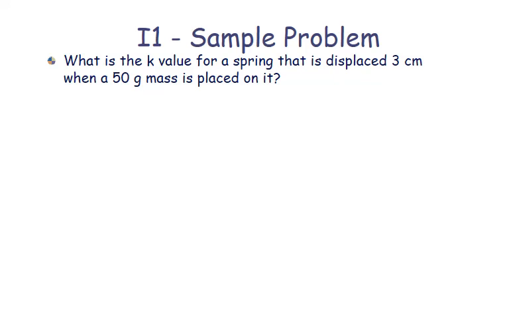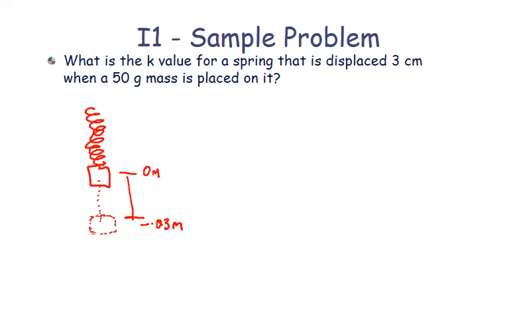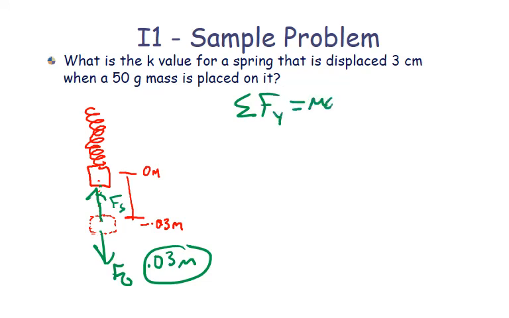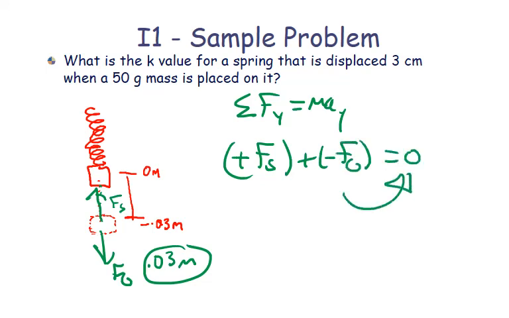This is I1. What is the k value for a spring that's displaced 3 centimeters when a 50-gram mass is placed on it? So if we draw our mass and it stretches down 3 centimeters, which is 0.03 meters, we can draw the free body diagram. We have the force of gravity and the spring force. So if we set up our sum of the forces in the y equals ma in the y, we have a positive spring force plus the negative force of gravity equals 0, so they're equal to each other.